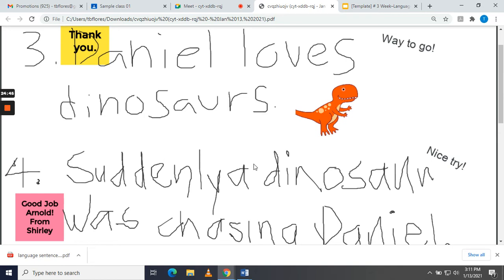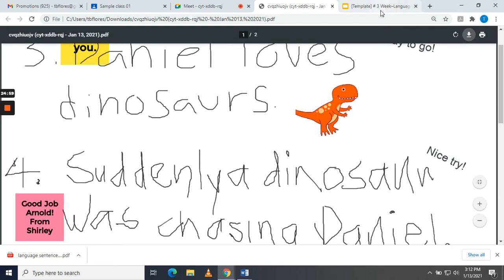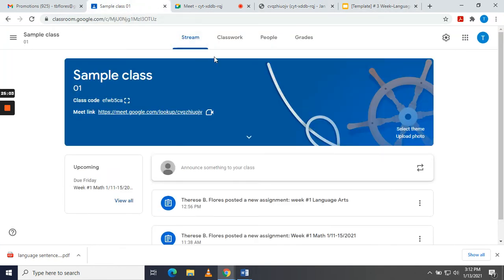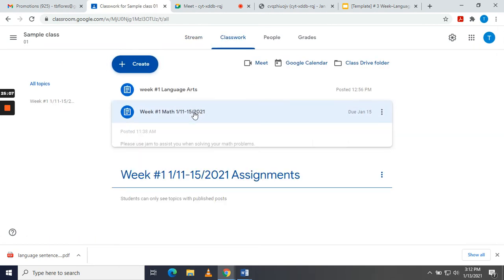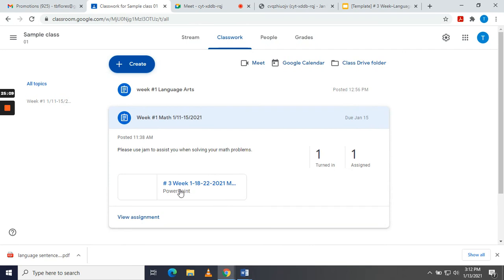So this is a sample of what I do when I'm using my interactive board. I don't only use it for writing or for one subject area. I do work on math. So I'm going to show you a sample for my math. Okay, let me share it with you.